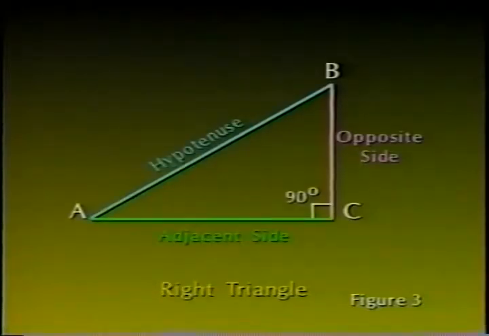The last type in the angular classification has 1 angle that is exactly 90 degrees. The other 2 angles of the right triangle will always be acute. As shown in figure 3 of this graphic, the side opposite the right angle is called the hypotenuse. The right triangle is the workhorse of survey measurement and calculation and will be discussed in greater detail later in this video unit. The next few graphics show polygons other than triangles. These are polygons having more than 3 sides.